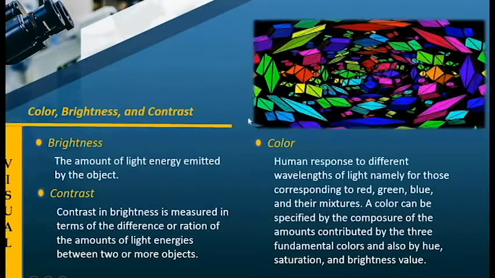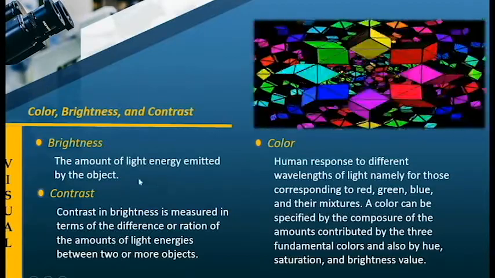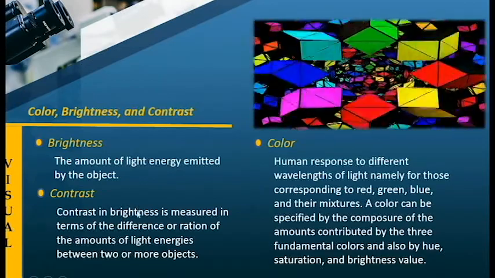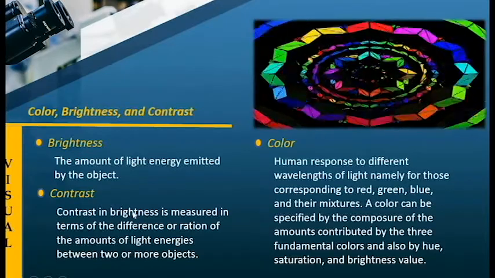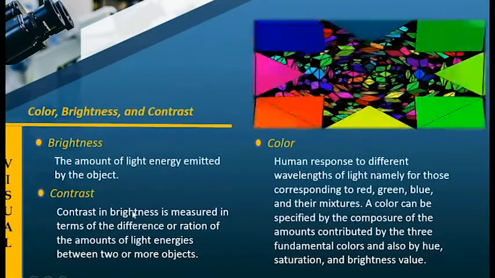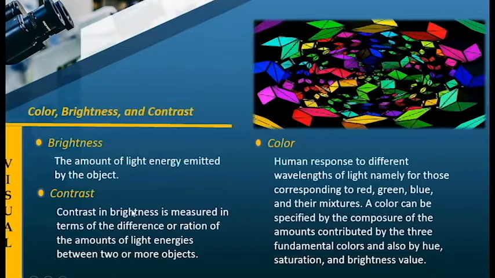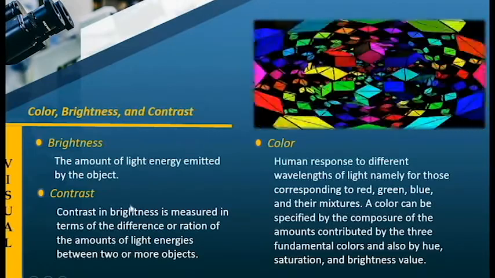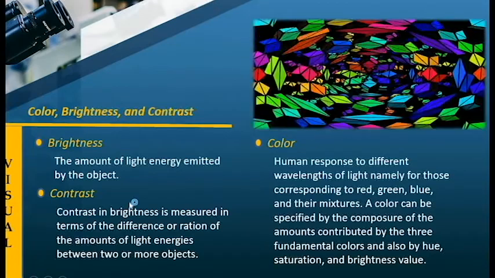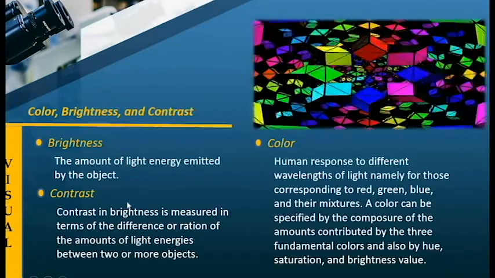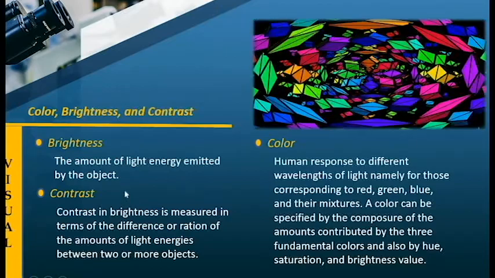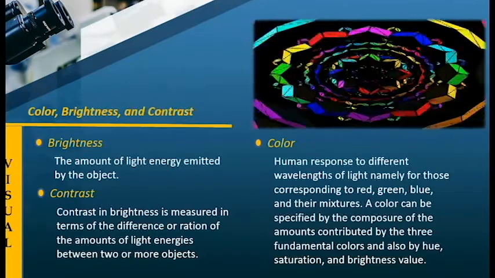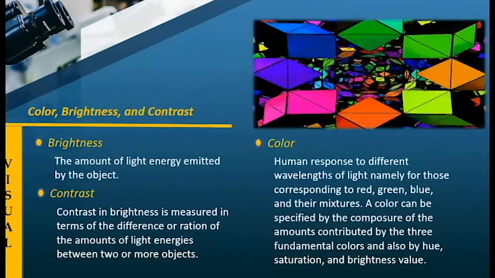So, I think that covers color. And then we have the contrast. Contrast in brightness is measured in terms of the difference or ratio of the amounts of light energies between two or more objects. So, it's the relative difference in brightness or color between two visual objects. You can see the contrast between two or more colors.